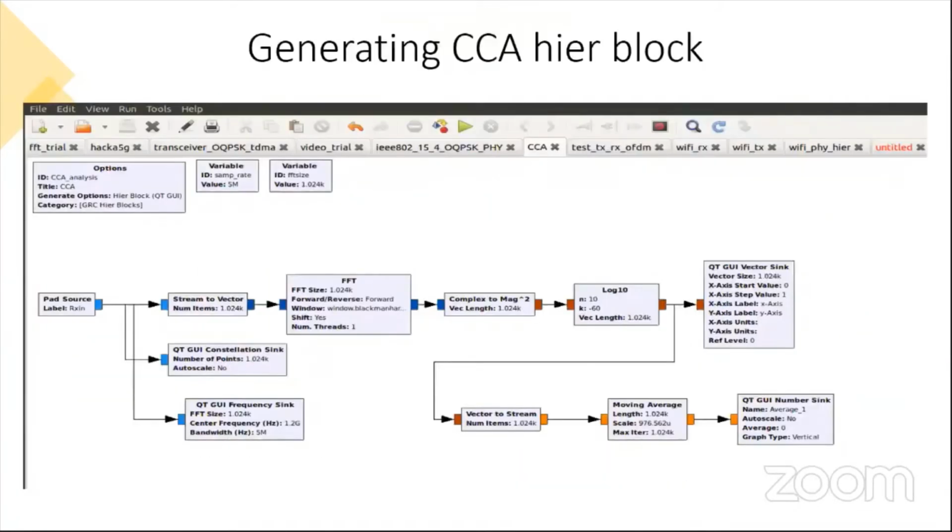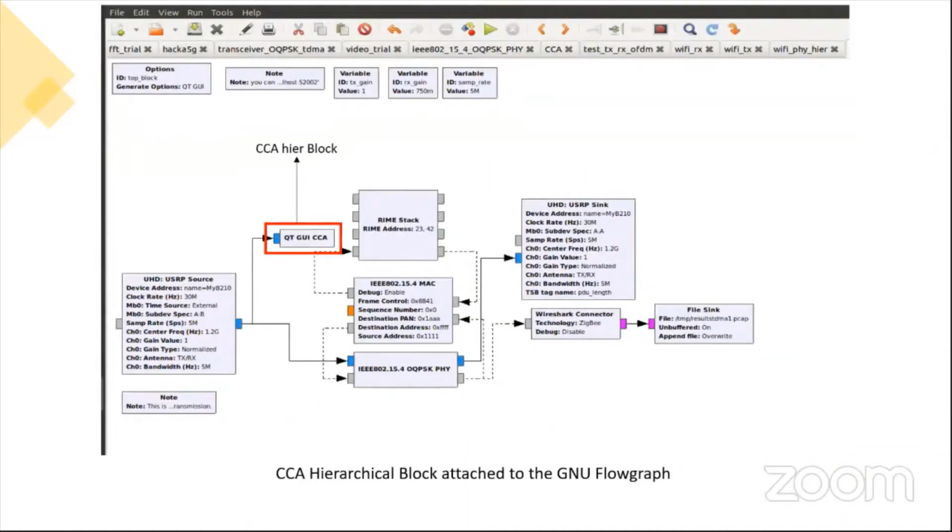So we have a concept of hierarchical block in GNU Radio where we actually implemented the previous 4 steps discussed. This hierarchical block, which is shown here, is then built, and it is attached to the main GNU Radio flow graph. So the CCA hierarchical block is as highlighted over here. Since the USRP source is the place where we get the signals, first it passes to the CCA block. We measure the channel parameters, and then we go to the actual MAC performing the MAC functions, and then the file sink.